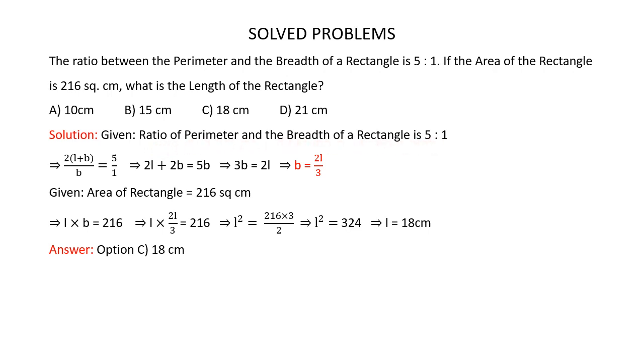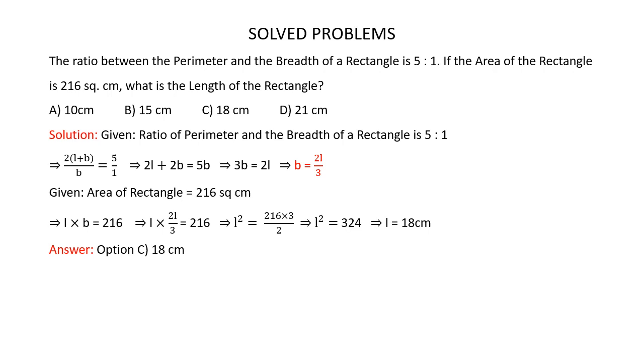Now we know that perimeter of a rectangle is equal to 2 multiplied by L plus B and breadth of a rectangle is B. So ratio of perimeter and breadth of rectangle is 5:1 can be written as 2 multiplied by L plus B divided by B is equal to 5/1. On solving this equation, we get B is equal to 2L by 3.